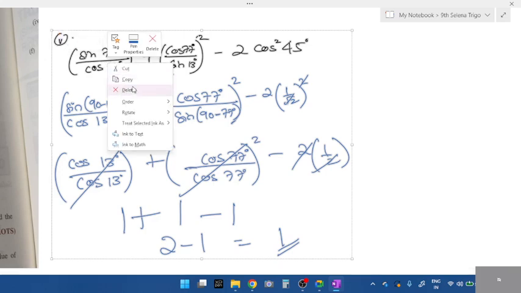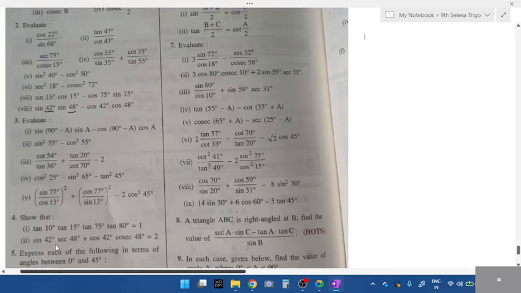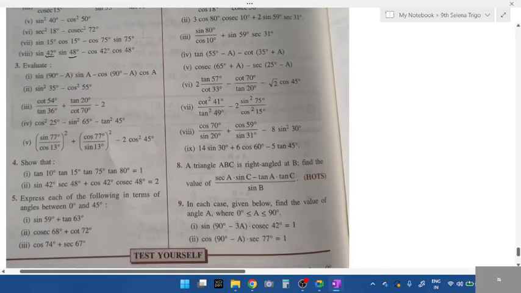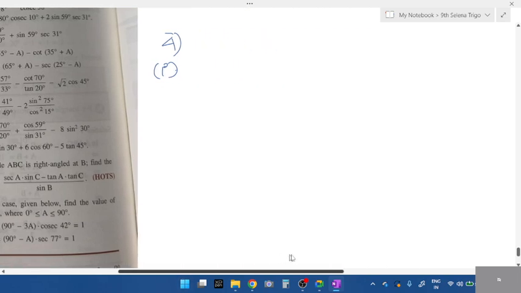Okay, next one. Show that tan 10, tan 15, tan 75 and tan 80 equals 1. Okay, all the values are there in the table or do we need to convert? Fourth one, first one. To convert. Okay, tan 10, 15, 75, 80 is equal to 1.